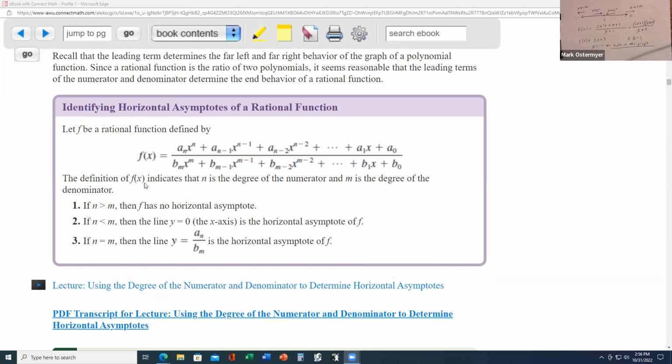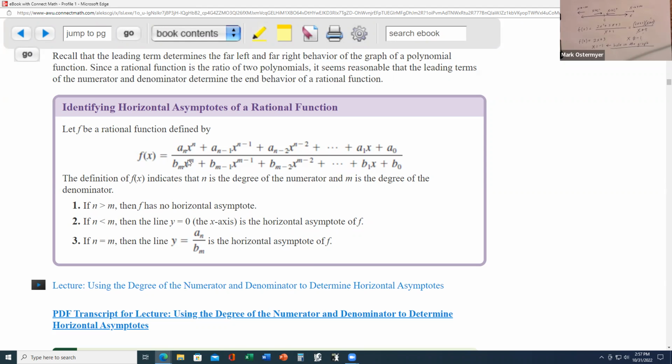There are three possible scenarios. Suppose that we have a rational function where we have an nth degree polynomial divided by an mth degree polynomial. There are three cases here. Number one, suppose that the degree of the numerator polynomial n is greater than the degree of the denominator polynomial. If that's the case, ladies and gentlemen, the rational function f of x would have no horizontal asymptote.